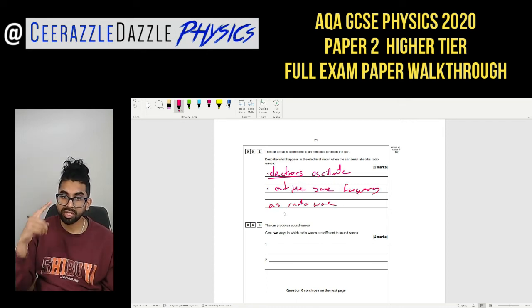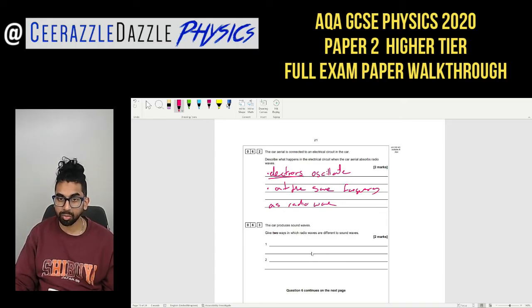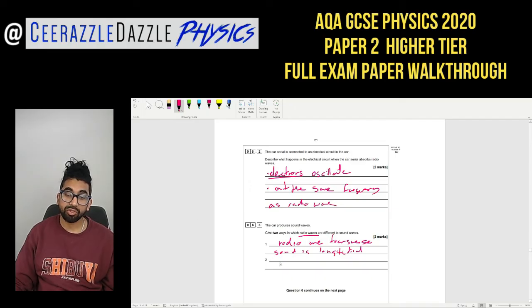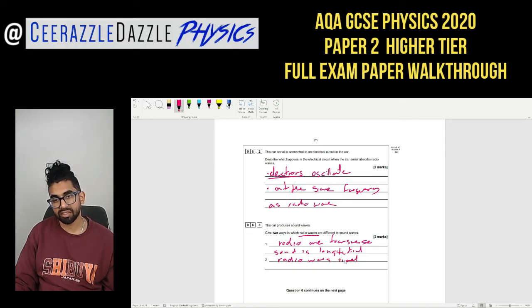Next one, the car produces sound waves. Give two ways in which the radio waves are different to sound waves. So radio waves are transverse, sound is longitudinal. And don't forget the radio waves travel much faster than sound. Yes, so the radio waves travel faster than sound.